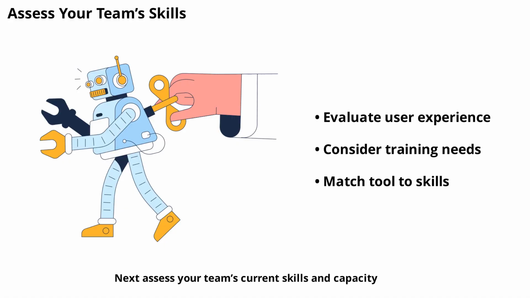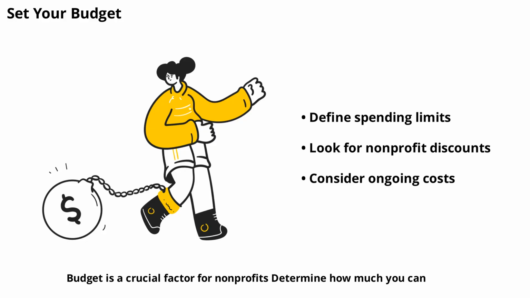Next, assess your team's current skills and capacity. Consider who will be using the software and their level of experience with social media tools. Some platforms are user-friendly and require minimal training, while others offer advanced features that might need more expertise. Understanding your team's strengths and limitations will help you choose a tool that everyone can use comfortably, ensuring smooth adoption and ongoing success.